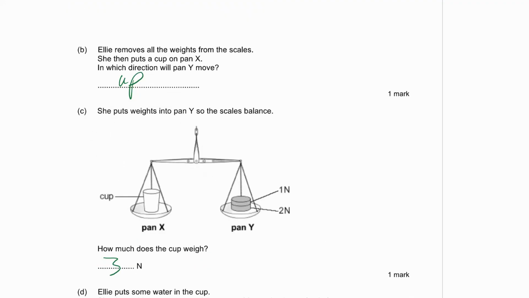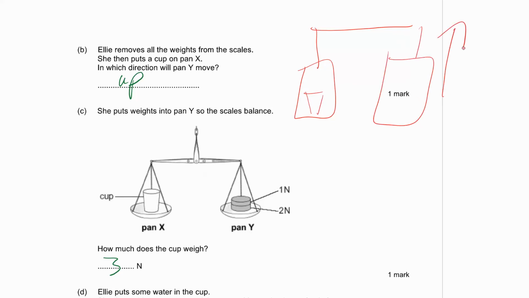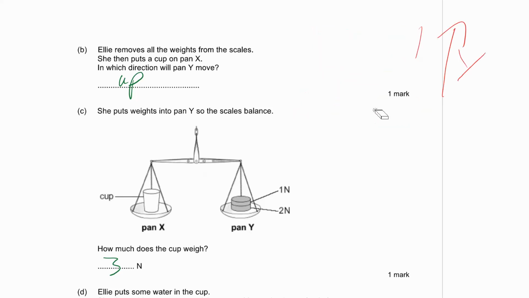Ellie removes all the weights. So all of those previous weights are removed. She puts a cup on pan X and nothing on pan Y. So it would look like this. On the X, there's going to be a cup, and there's going to be nothing on the Y. So of course Y moves up, because there's nothing on the Y, so X is going to pull Y upwards.